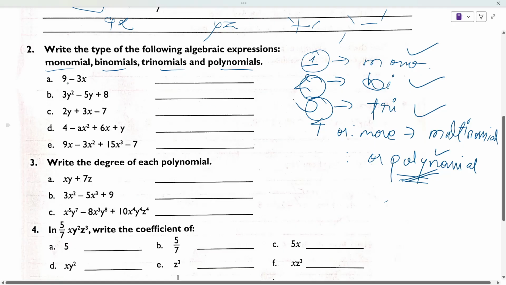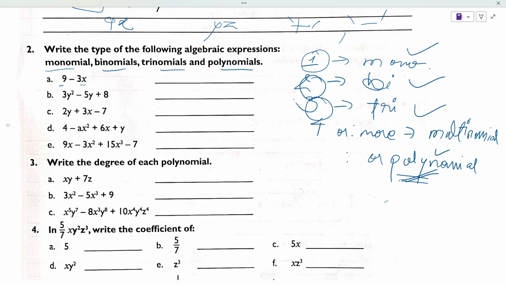So let us see 9 minus 3x. Wherein 9 is one term, 3x is another term. So how many terms do we have? 2. So what name should it get? Binomial.